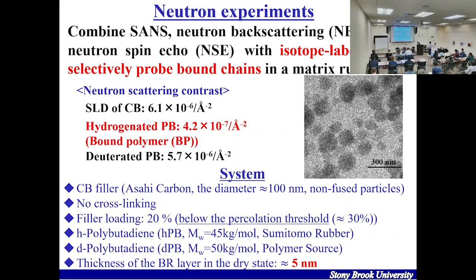And again, the deuterated polybutadiene. And again, as Liz said, we have to characterize the structure before the spin echo experiment or before the SANS experiment. So we use this one, and then we characterize the thickness. It's about 5 nanometers.